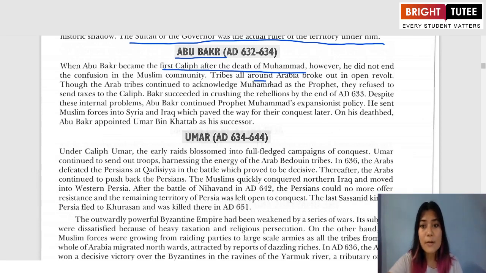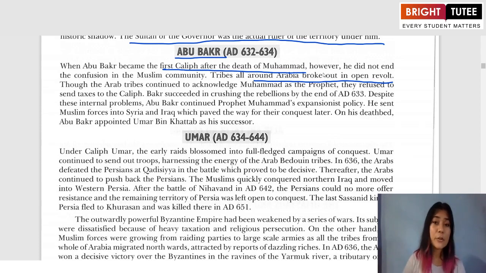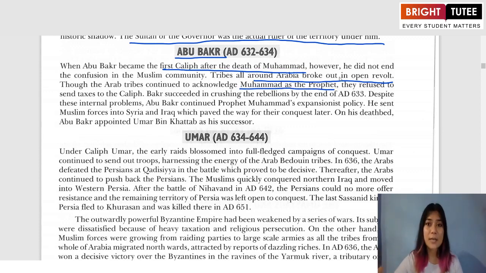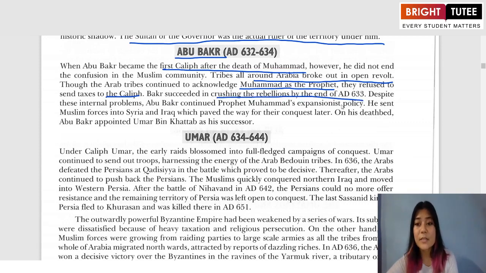Tribes all around Arabia broke out in open revolt. Some people did not like the fact that Abu Bakr became the new caliph, so they rebelled against him. These tribes continued to regard Prophet Muhammad as the leader, as the head of the followers of Islam, but they refused to see Abu Bakr as caliph, and they refused to pay taxes to him. But Abu Bakr was successful in crushing the rebellions by the end of 633 AD.